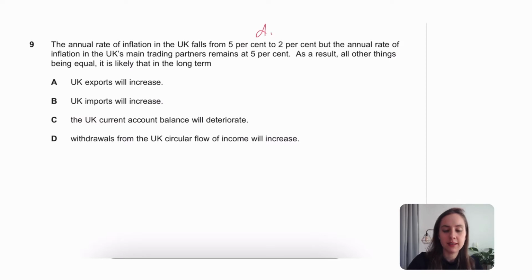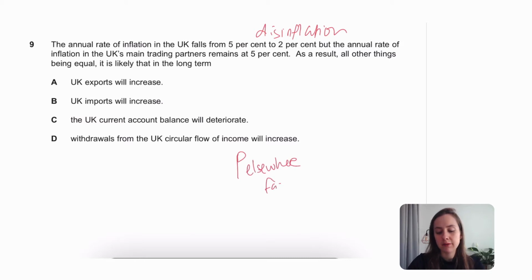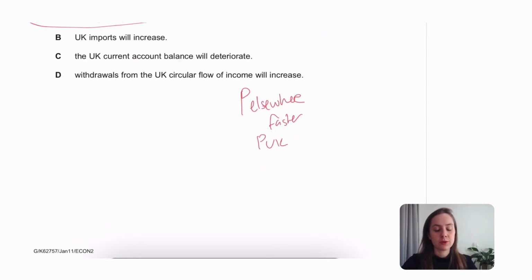The annual rate of inflation in the UK falls from 5 to 2%. So we have disinflation. But the annual rate of inflation in other countries is higher. So we've got prices elsewhere increasing faster than prices in the UK. So the UK, even though it has inflation, is probably going to be in a good position because everything else is getting more expensive much faster than the UK. So the UK is going to seem to be relatively cheaper in terms of its exports. So UK exports should increase.